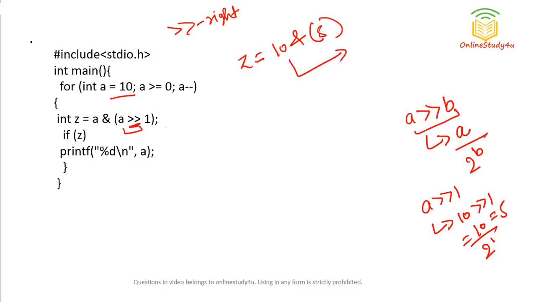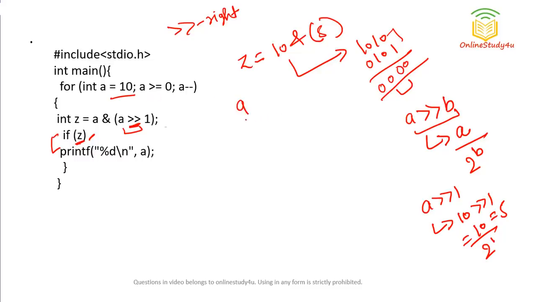What is the binary value of 10? That is 1010, and the binary value of 5 is 0101. Bitwise AND will give you 1 only if both the values are 1, so here we get 0000. This if condition will be true only if z is not 0. If there is any value other than 0, the condition will be true. But as of now we have 0 in z, so that won't be true. Now the value of a will be reduced, that is going to be 9.